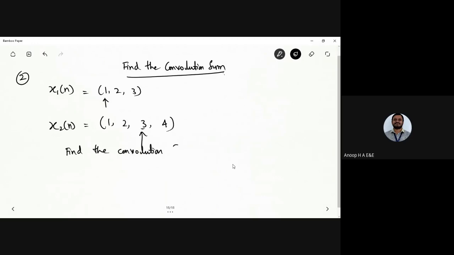This problem is assigned to Karthik Vakil. I'll be sharing the solutions once Karthik sends me the solution for this problem. We will stop the class here, and meanwhile we will have our discussion in the next class.